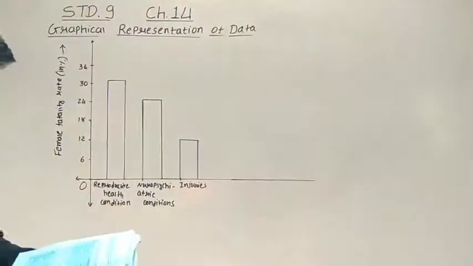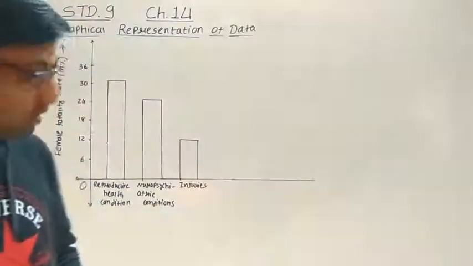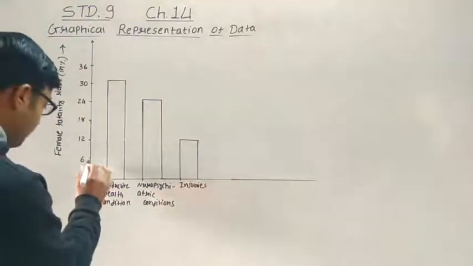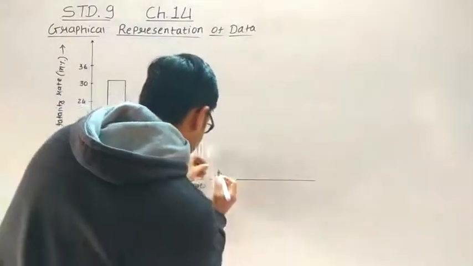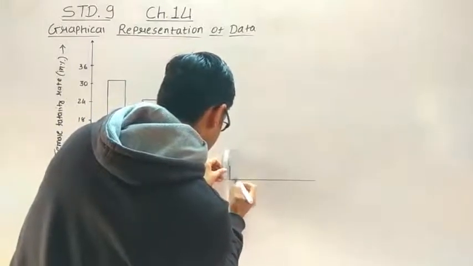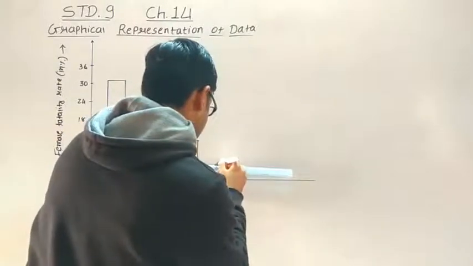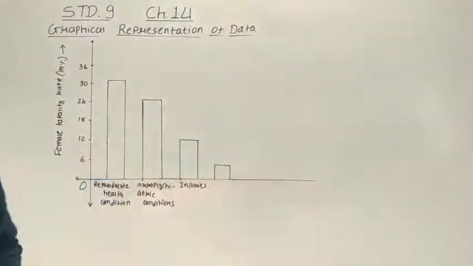Now fourth, that is cardiovascular conditions, 4.3. 4.3 means below 6 we can take up to here. This is the first, second, third and fourth.